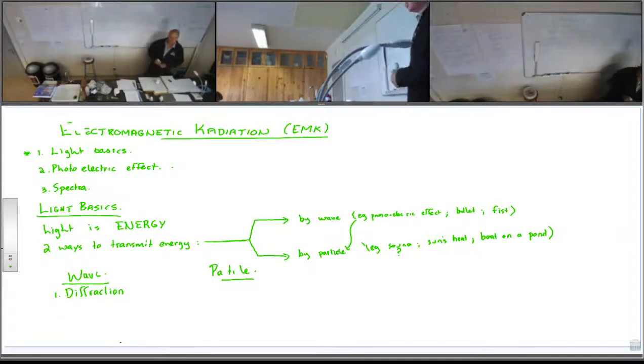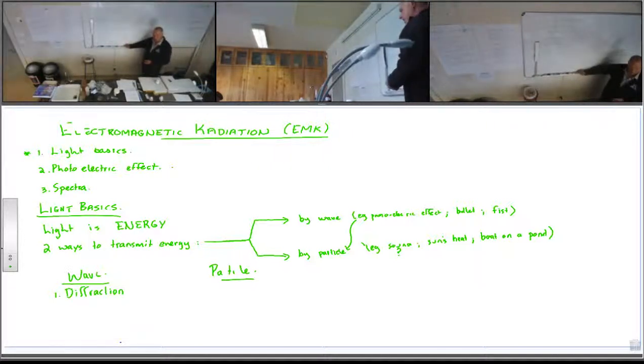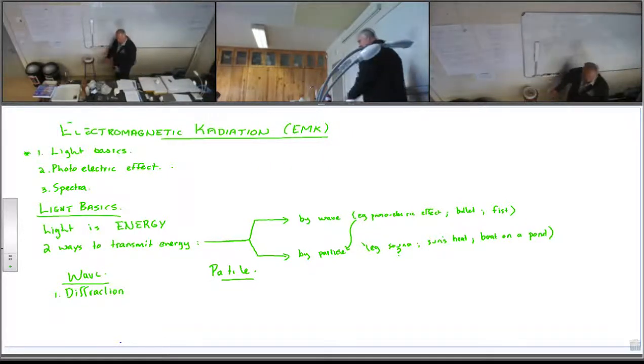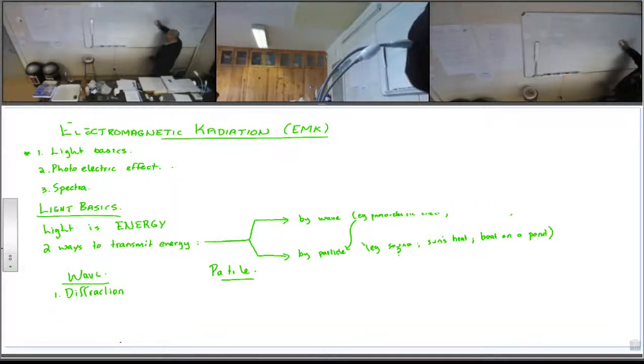diffraction. Can anyone tell me what diffraction is? Anyone have any idea of what diffraction is? Not? Yes.